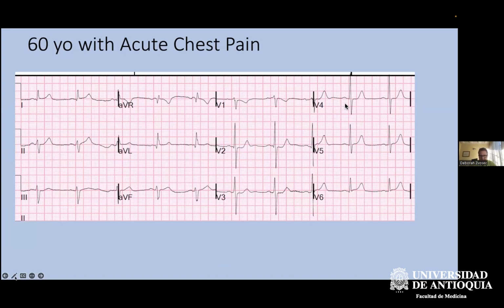So this is diagnostic of OMI. I activated the cath lab, and the cardiology fellow came down to the emergency department and said, that's not a STEMI. And I said, you're right, it's not a STEMI, it's an OMI.